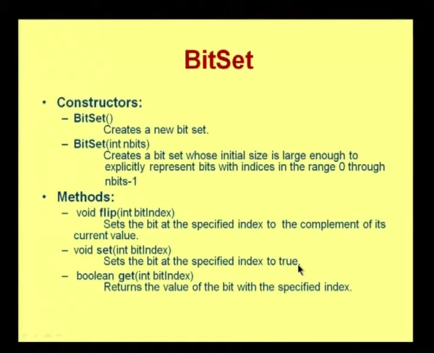So, it is set to true. When I told you that by default it will be false, whenever I say set, it will be set to true. And get will be used in order to get the value of a particular bit index from the bit set. So, if I have 10 bits and I want to access the 5th bit, then I use bit index 4, because it starts from 0 to 9.